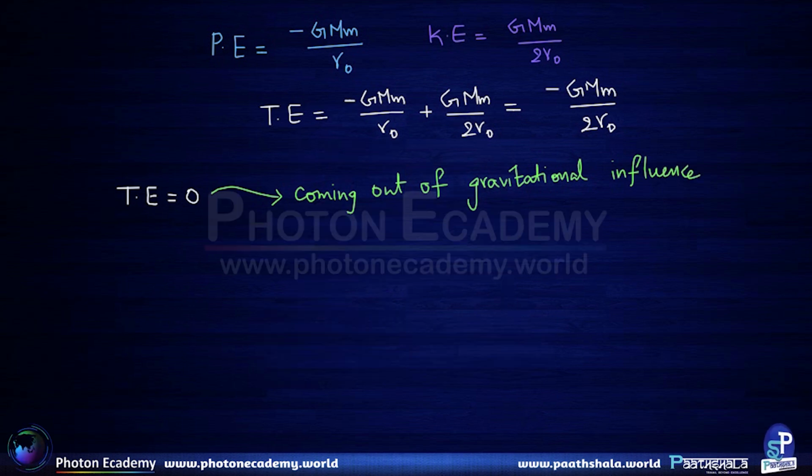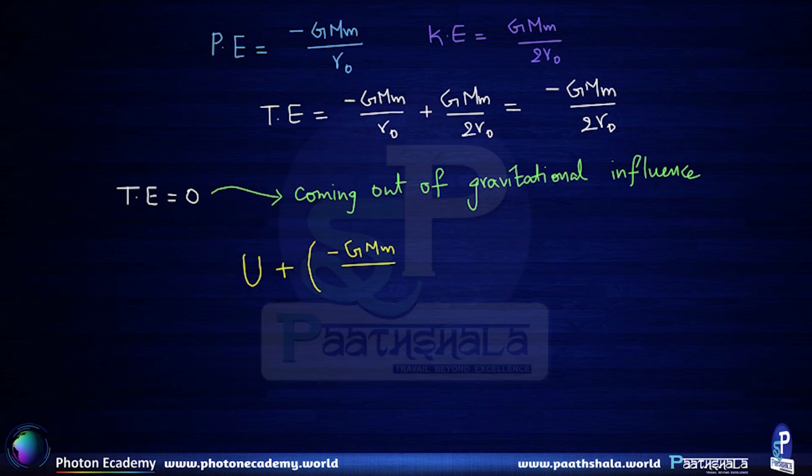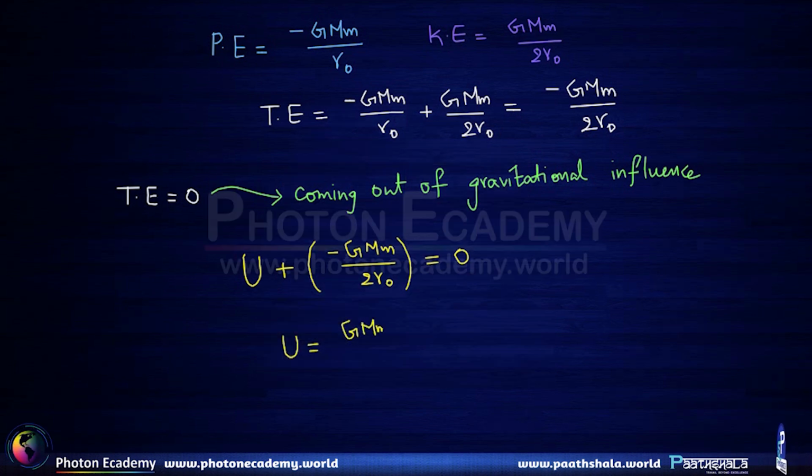So we need to add energy such that we make the total energy of the satellite 0. If U be the energy which we are adding and the initial energy is −GMm/2R0, and this should be equal to 0 to make the satellite come out of the gravitational influence. So from this we get U equal to GMm/2R0. So this is the amount of energy which is required to make the satellite come out of the gravitational influence.